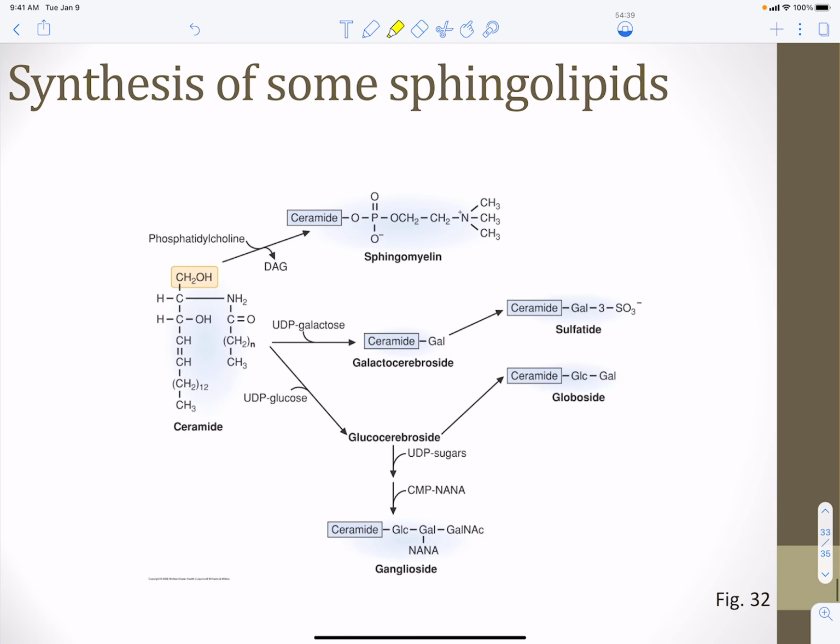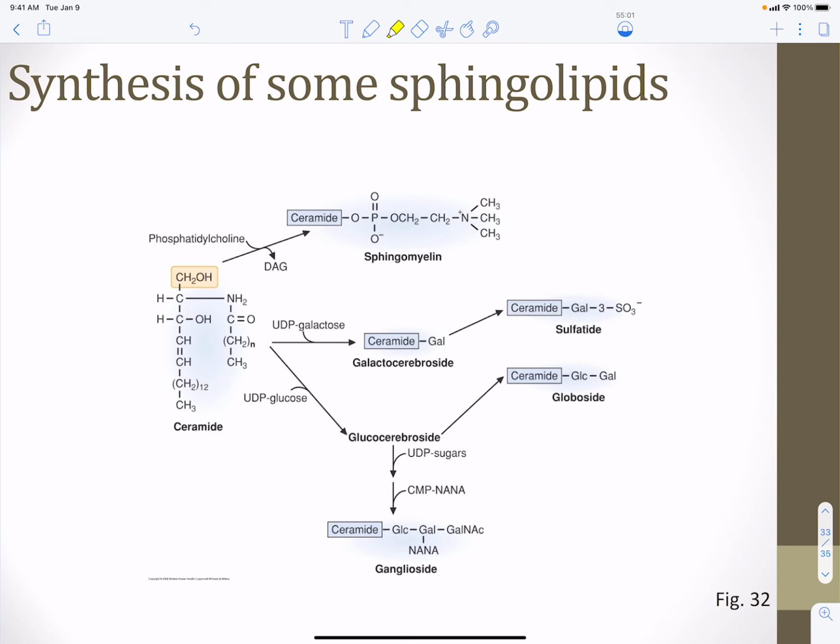Okay, so synthesis of some sphingolipids. So they're based on, again, ceramide. And then you have the addition of the head groups, so similar to what we were doing with the previous glycerol phospholipids. And you also have sugars that use UDP sugars.